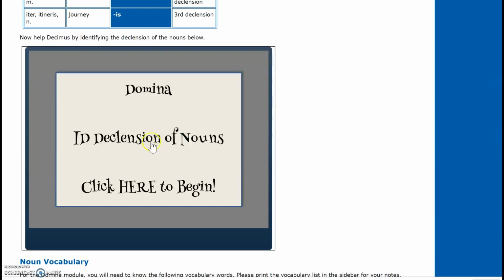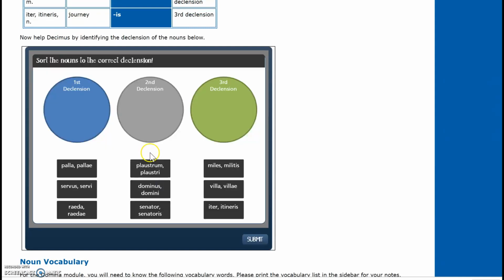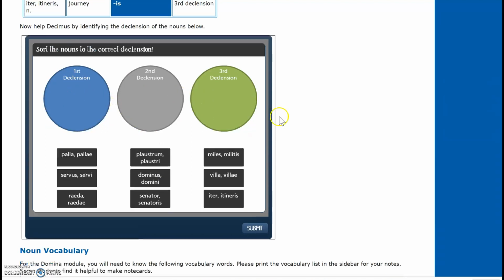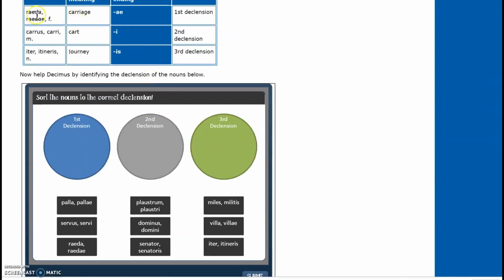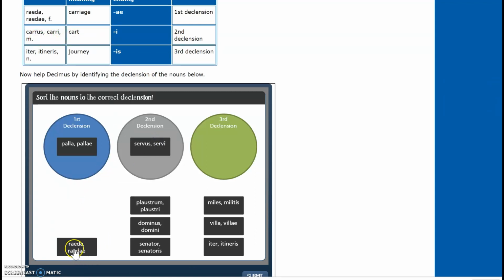And there is a little game here that you can play, and you're going to match these up, and I'll do maybe one or two of them with you. If you remember that the ending here is AE, that tells you that it's first declension, so this word pala, palae, you would drop in the first declension. Usus, if you look up here, you say aha, that's second declension. And raeda, raedae, that was from our group right there, so you're going to drop that one in there.